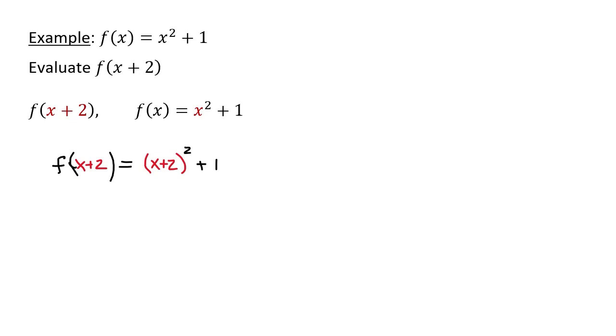So now I'm going to let go of the different colors. So I have x squared plus 4x plus 4, when I FOIL this out, plus 1. So this function is going to be x squared plus 4x plus 5 at the value x equals 2.